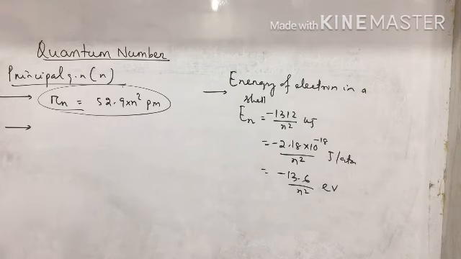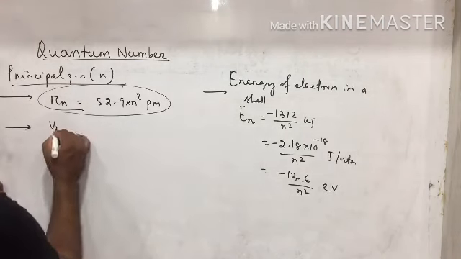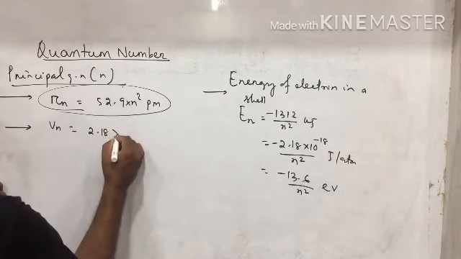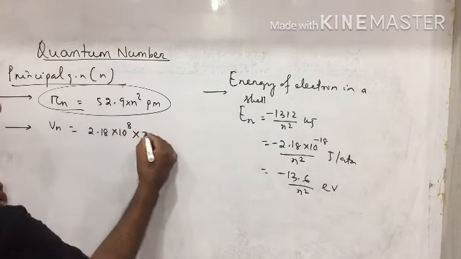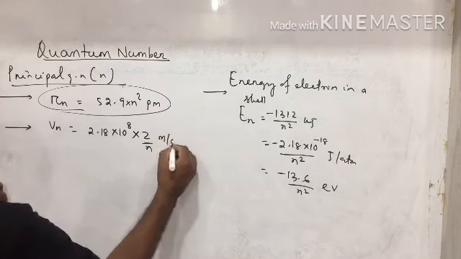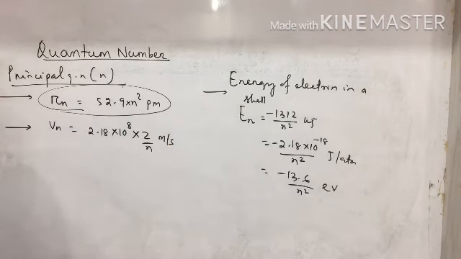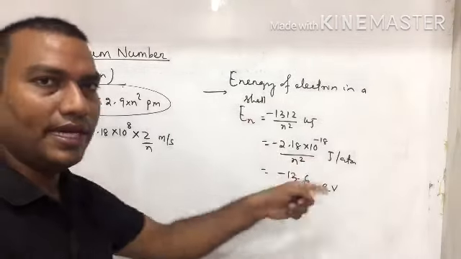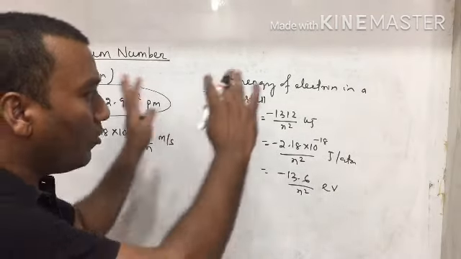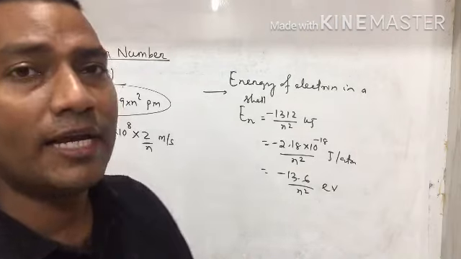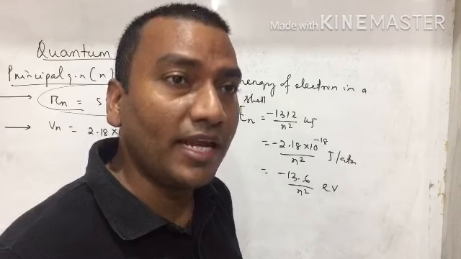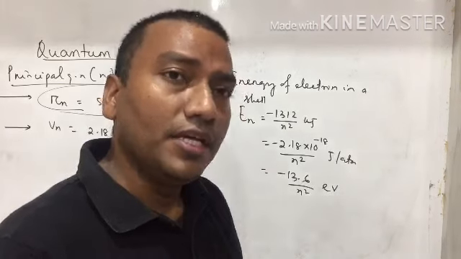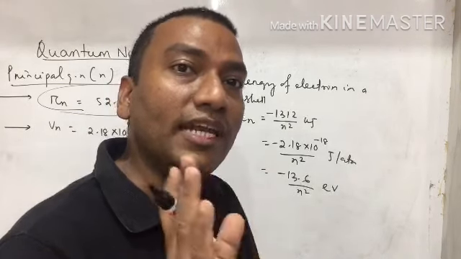Similarly, principal quantum number also explains the velocity of the electron. So the velocity of the electron in each cell, that is Vn equals 2.18 into 10 to the power 8, into Z by n meter per second. Clear? So this is the velocity, this is the radius, this is the energy. But remember, all are for hydrogen atom.